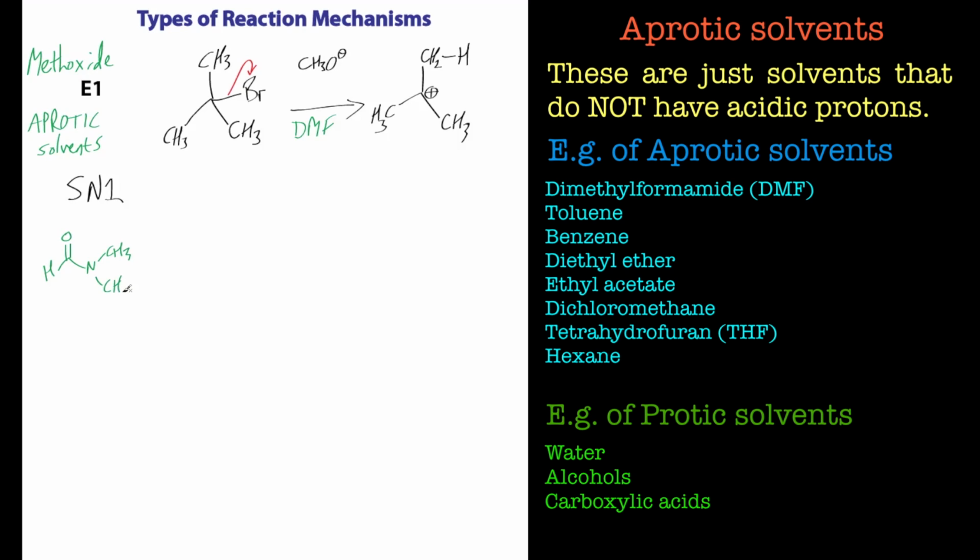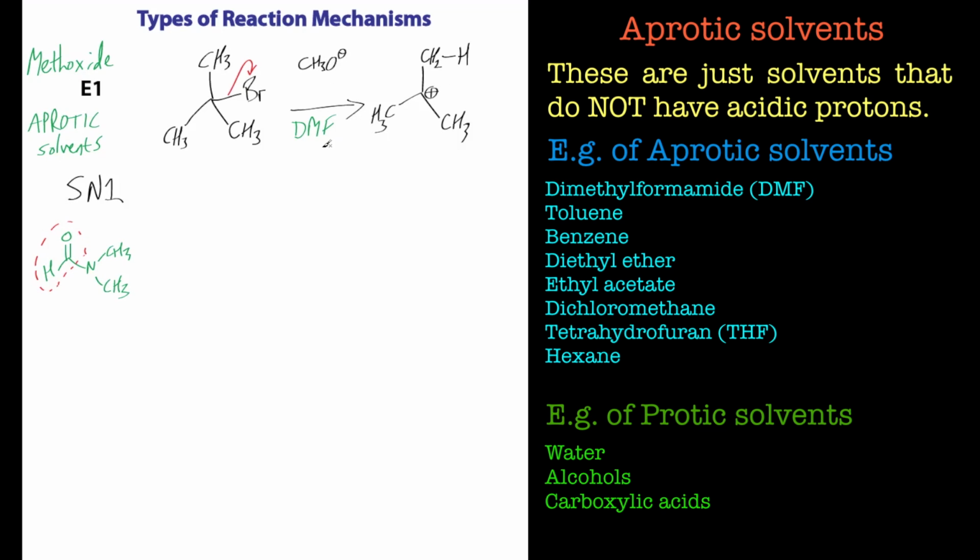Which is this compound here. This is a formamide bit there. So that's a formyl group. If you've done functional groups, then this bit here is called a formyl group. So that's a formamide, and it's dimethyl formamide. So that's how we name that compound.